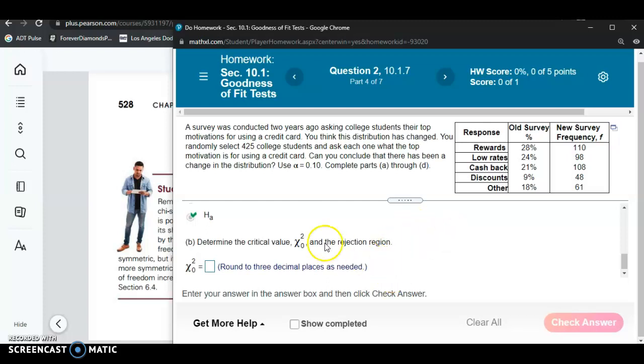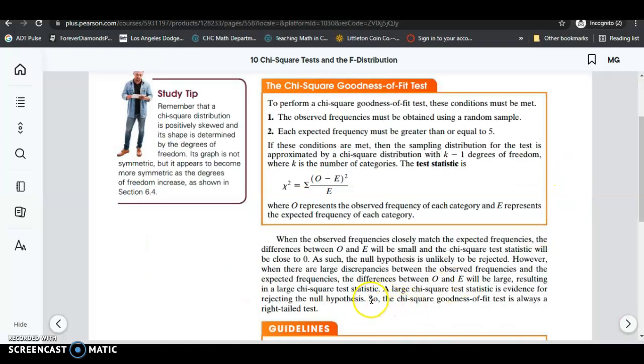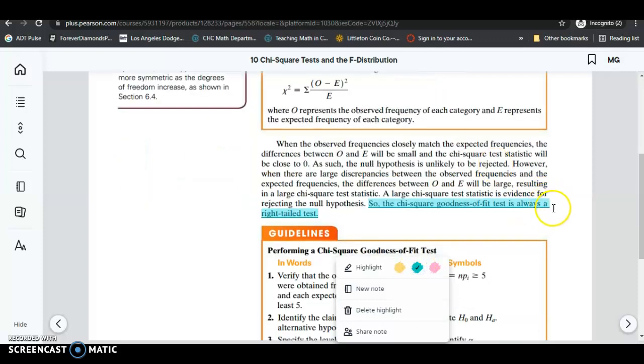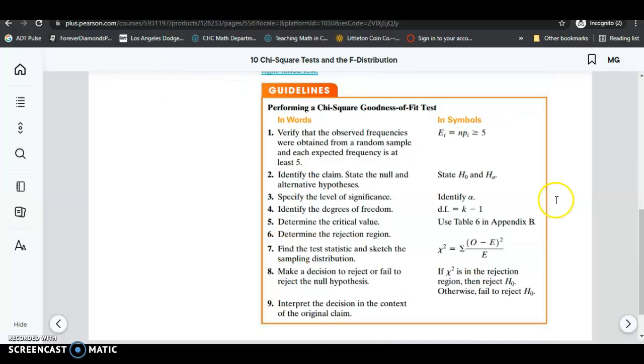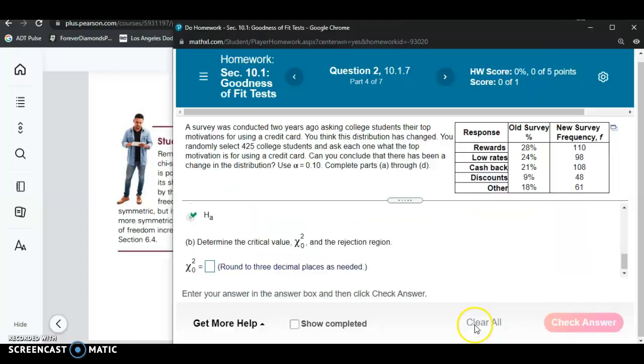So it's important to know that this type of test, a goodness of fit test, is a right-tailed test. So it uses the chi-squared distribution. But just know that this type of test is a right-tailed test. So on page 528, that's important to keep in mind. So what we're going to do is go to StatCrunch and find the critical value for this test.